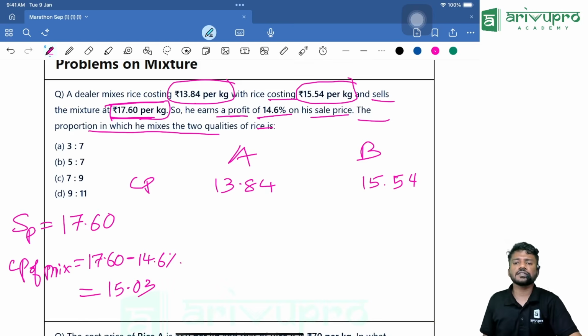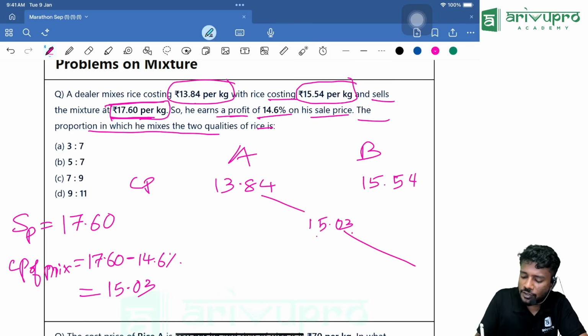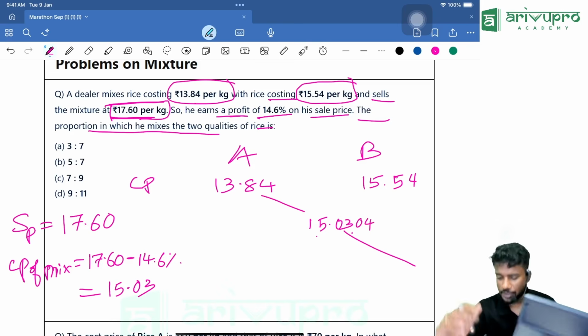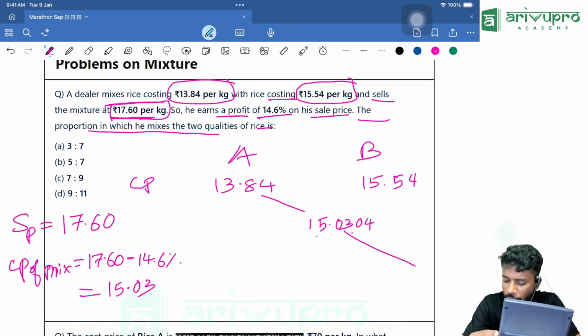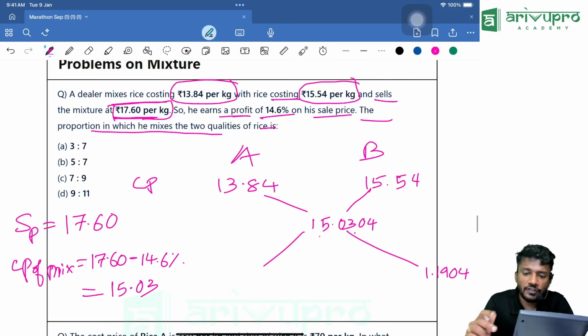15.03. Is that the answer? Yes. Type it over here. 15.03. Now you write 15.03 minus 17.60, and 0304 is there, right? Yes. Write everything. 15.0304 minus 13.84 is how much? 1.1904.